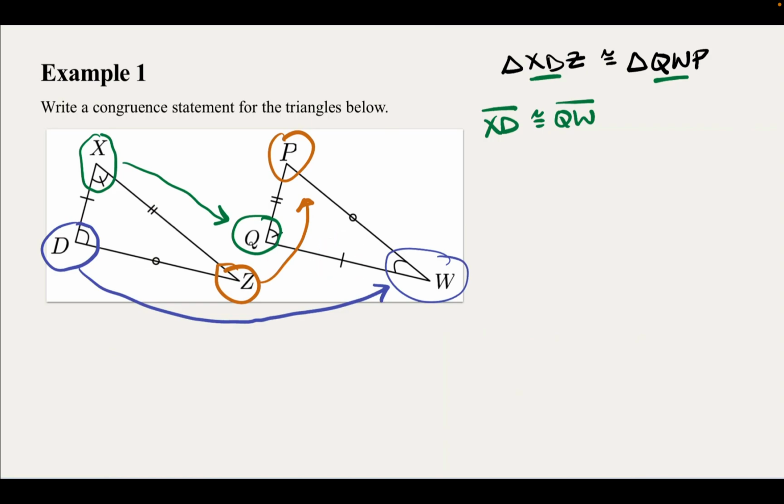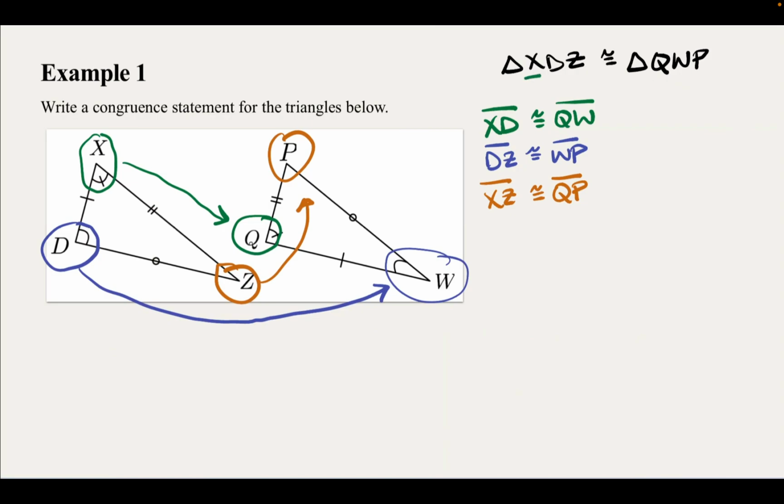My next one, DZ, is congruent to WP. And the last one, X and Z, are congruent to QP. XZ is congruent to QP. So I've got three sides from that congruent statement. Now let's do angles. So I'm going to go ahead and erase this.